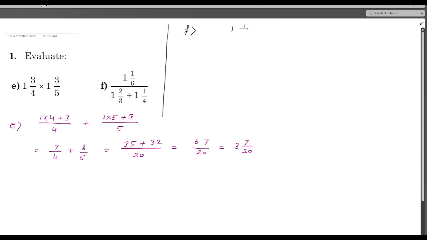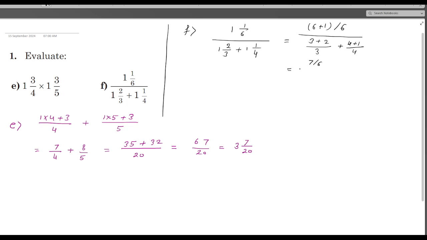It is 1 1 by 6 divided by 1 2 by 3 plus 1 1 by 4. So 1 1 by 6 will be 1 times 6, that is 6 plus 1 whole divided by 6, divided by, here it is 1 times 3 is 3 plus 2 whole divided by 3, plus here it is 1 times 4 is 4 plus 1 whole divided by 4. So your numerator is 7 divided by 6. Your denominator is 5 divided by 3 plus 5 divided by 4.